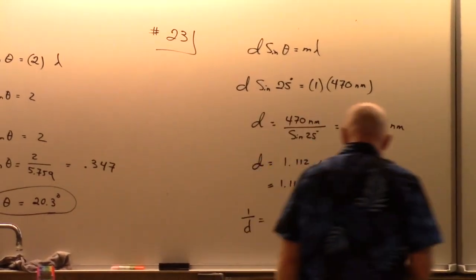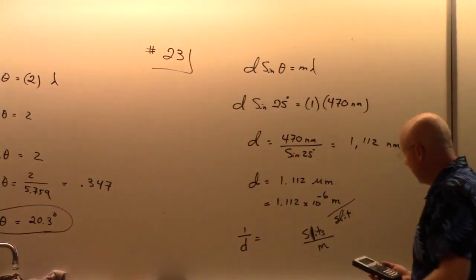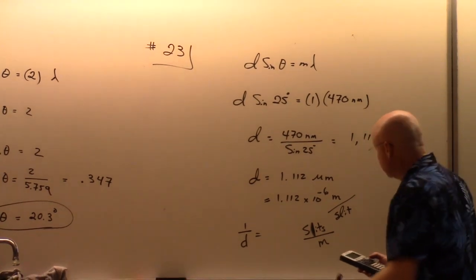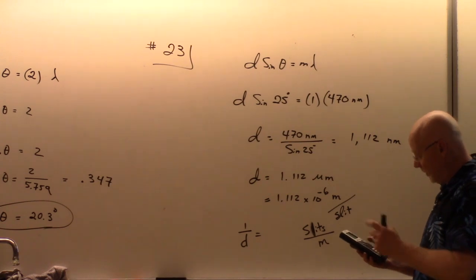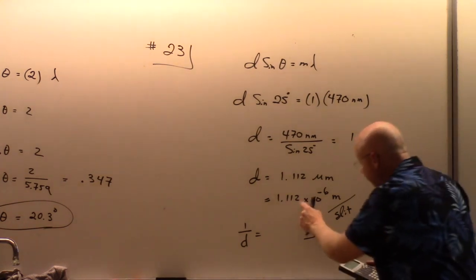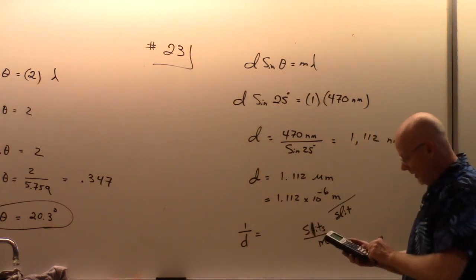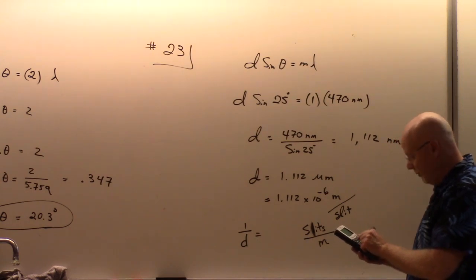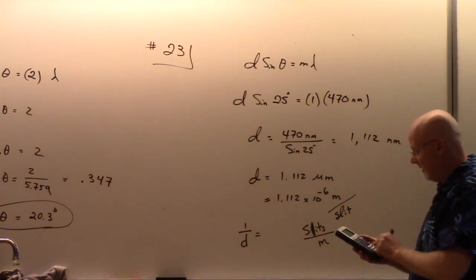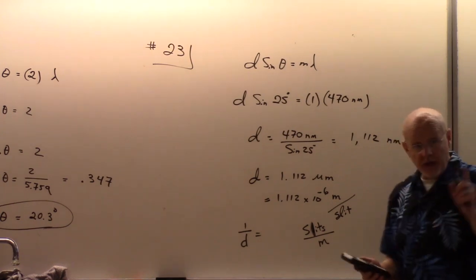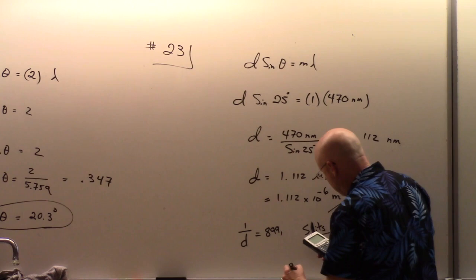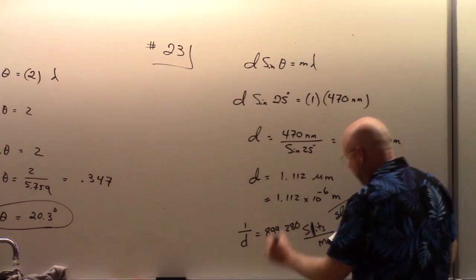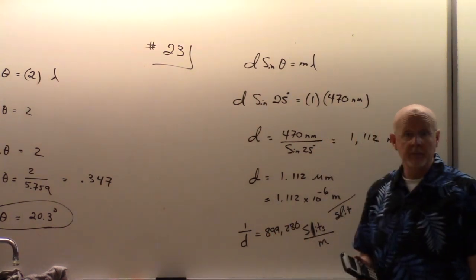And so this says, oops, I kind of messed up. Let me try it again. Well, let me just do the reciprocal. 1 divided by 1.112 times 10 to the negative 6. So this is saying that I have 899,280 slits per meter.